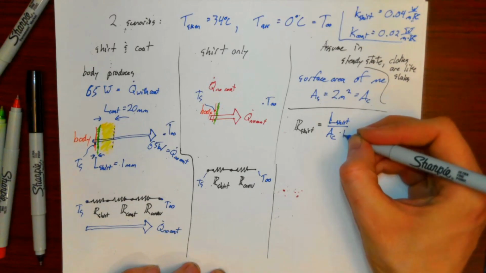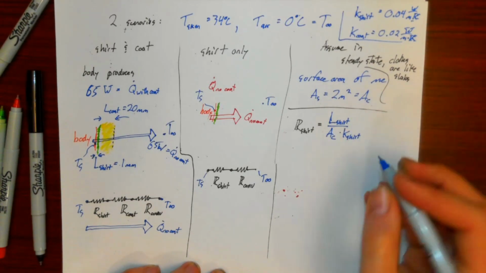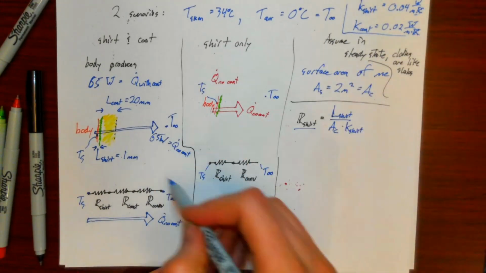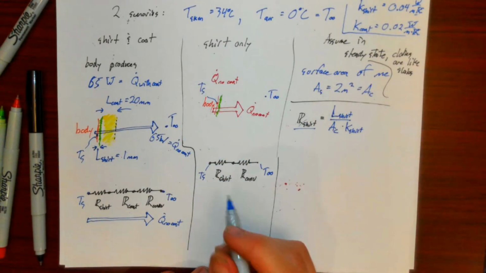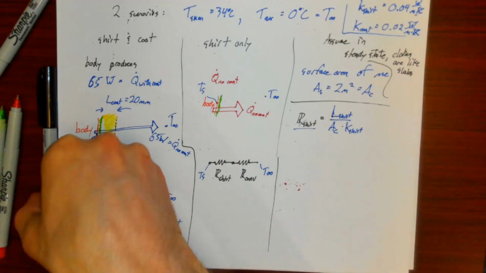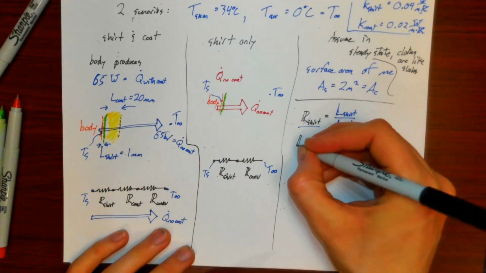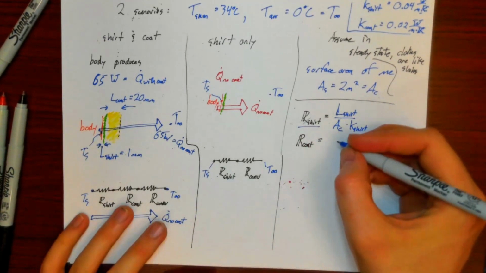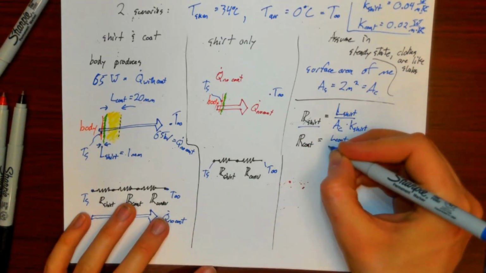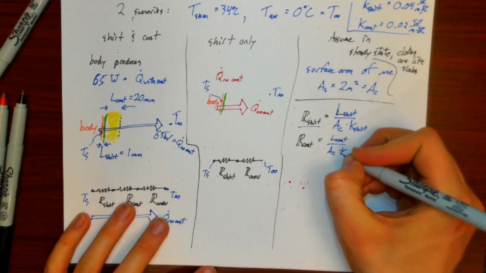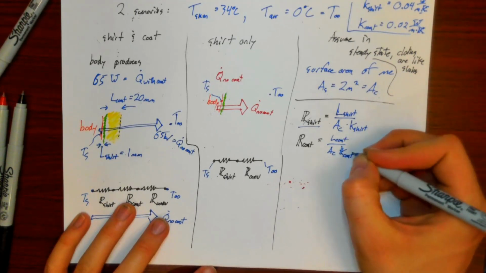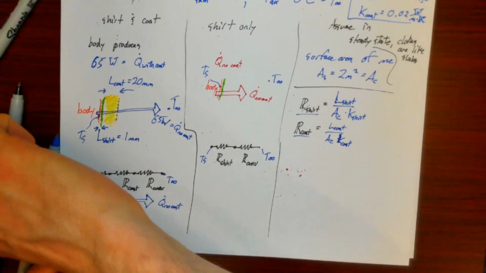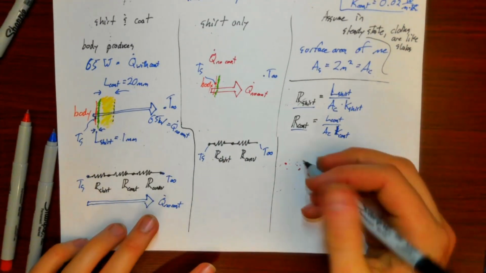So we have a K shirt right here. What does this mean? I can basically treat R shirt as a known, right? I could plug in all of these numbers and get a number for R shirt. I could do the same thing for R coat, and I can treat that as a known. Our convection is a little bit trickier.